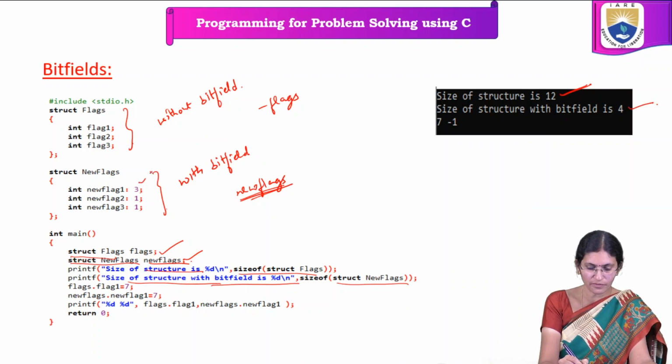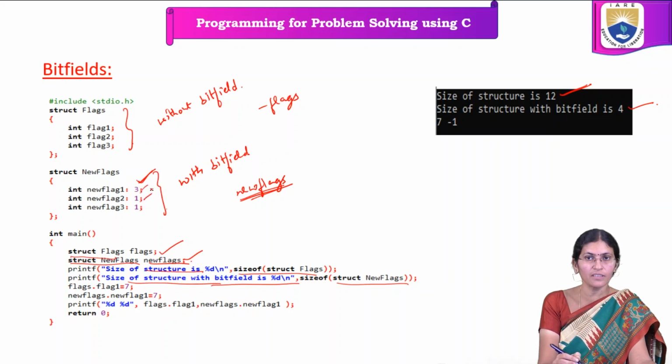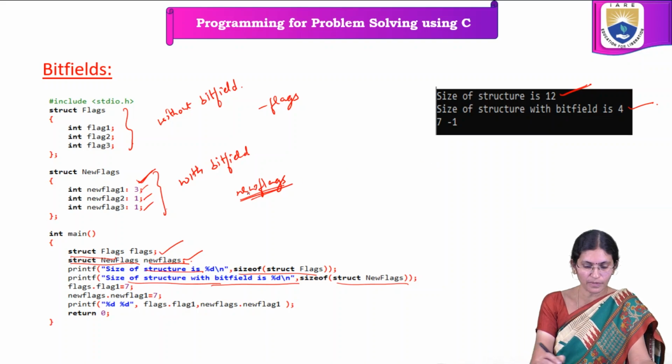Why? Because here the structure is defined with members, and each member has a bit field width. This one has a width of 1, and this one has a bit field width of 1, and the third needs 3. So 3 plus 1 is 4, and then 5. The total bits required for these members are only 5.